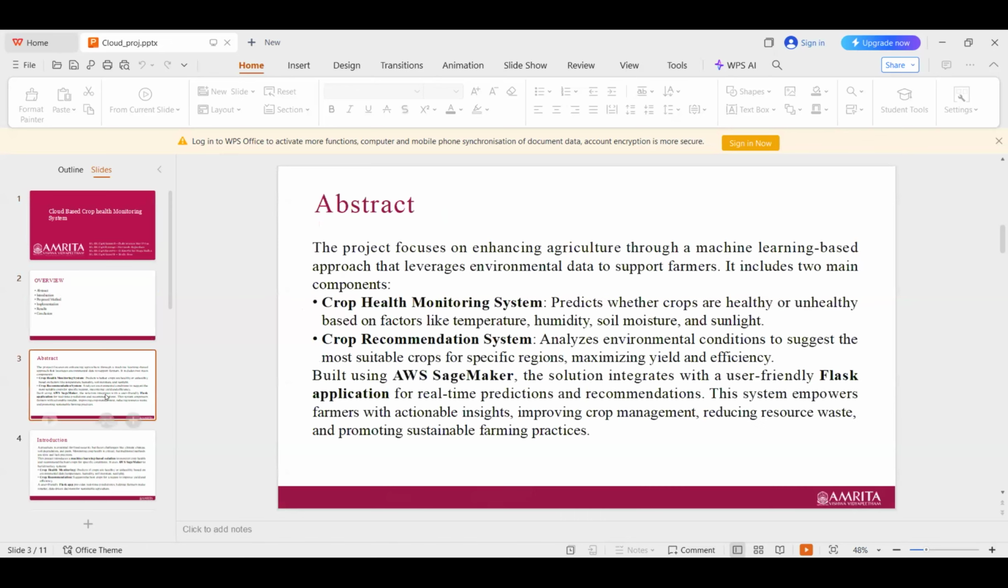The objective of our project is to leverage machine learning for smarter agriculture. We have designed two key systems: crop health monitoring system and crop recommendation system. Crop health monitoring system to predict if crops are healthy or not based on environmental factors, and crop recommendation system that advises which crops are best suited for the region's current conditions, and etc. These models are deployed on AWS SageMaker and connected through a Flask web application, providing real-time actionable insights for farmers. This approach enhances decision making, reduces waste, and promotes sustainable farming.